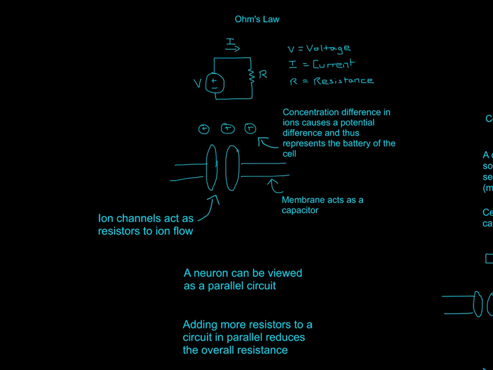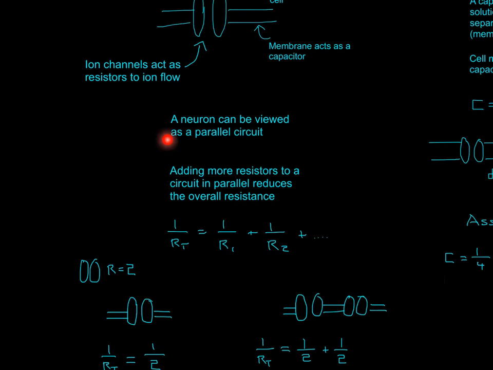And so for the neuron, the membrane itself is a capacitor, and the ion channels act as resistors to ion flow, right? Because if the ion channels are closed, that means the ions can't get in, and therefore they act as resistors. So once again, the neuron can be viewed as a parallel circuit.